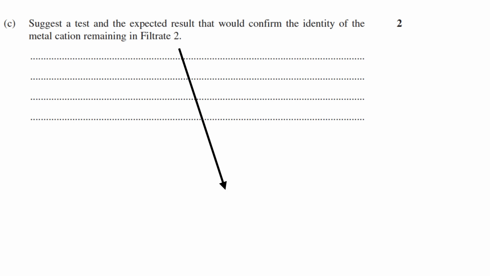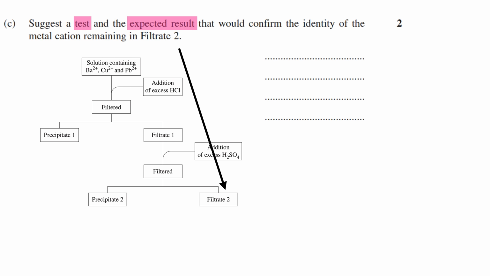There's a final part to this question that we'll look at now. It says, suggest a test and the expected result that would confirm the identity of the metal cation remaining in filtrate 2. So we need a test and the result we would expect from that test to confirm the identity of the metal cation. So we're talking about filtrate 2 here, where this arrow is pointing to. Of course, in our discussion so far, we've eradicated lead by adding chloride. We've eradicated barium by adding sulfate. So we know, don't we, that the final ion in solution is copper.